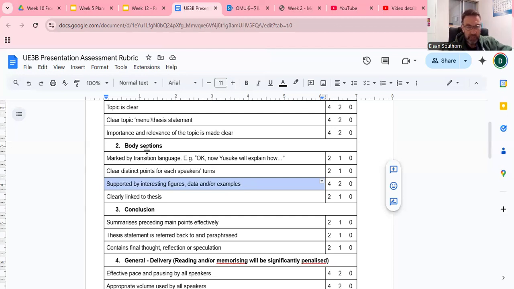Okay, and the body sections need to follow the thesis. So if you say we're going to look at 3 solutions in the introduction, we need to hear about 3 solutions in your presentation. It needs to match what you tell us you're going to say.